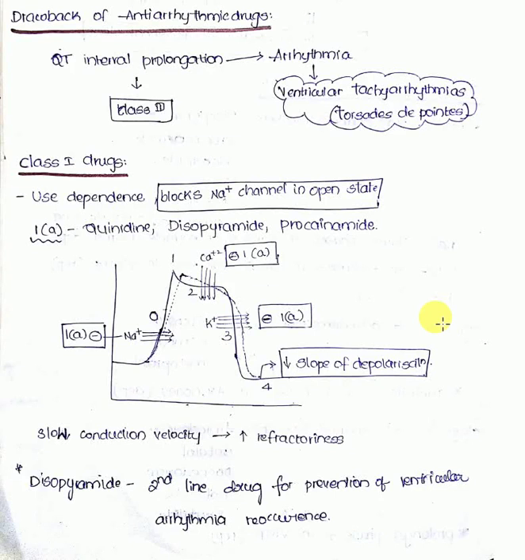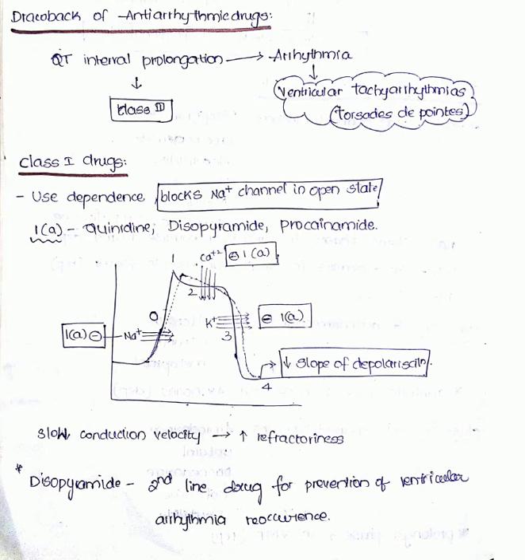Good day everyone. In the previous video we have seen the definition of arrhythmia and the causes of arrhythmia. Those are two causes, that is defect in impulse generation and difference in impulse conduction. And we have also seen the targets of drug action, that is blocking of sodium channels, calcium channels, potassium channels, and increasing the refractory period.